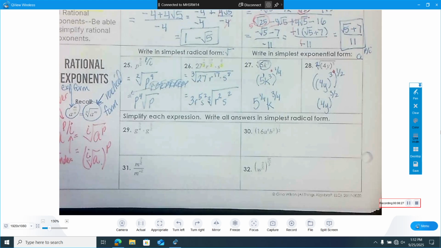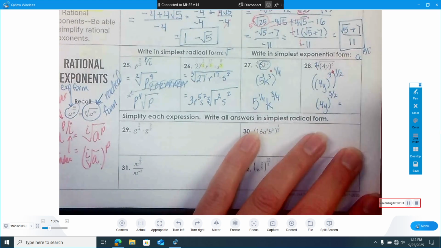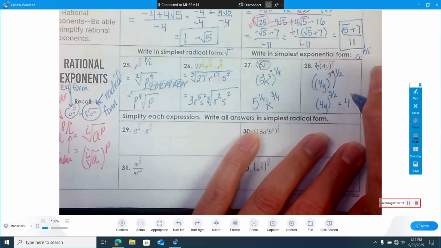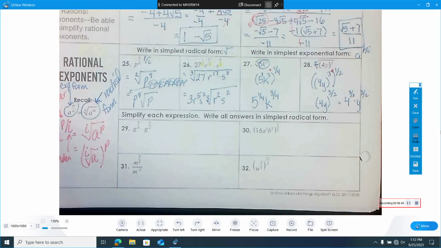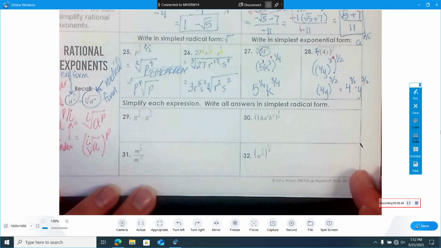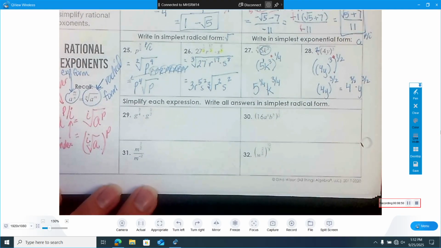That's pretty simple. Again, power to a power, you multiply them. Could we write it another way? I could write it 4 to the 3/2, y to the 3/2. That's also equivalent. Both those things have the same power on there. So, again, I don't know which is better, but what's more important is that they're equivalent.